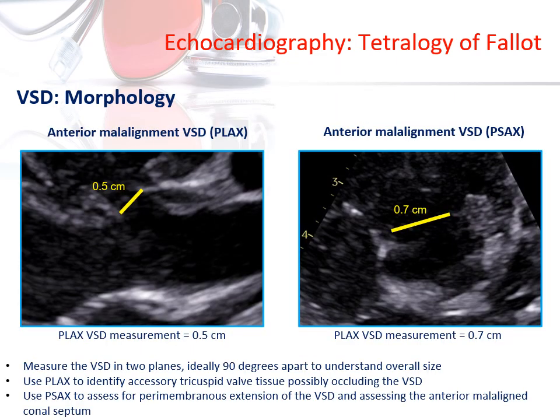Okay, VSD morphology. A couple of different views here. You have the parasternal long view here and the parasternal short view here, showing you how to measure it. You always want to do your measurements at 90 degrees to each other to get a feel for the overall size of the VSD. Parasternal long helps you identify if there's any additional tricuspid valve tissue, possibly including the VSD, and parasternal short is great for determining if there's a paramembranous extension and also evaluating the conus.